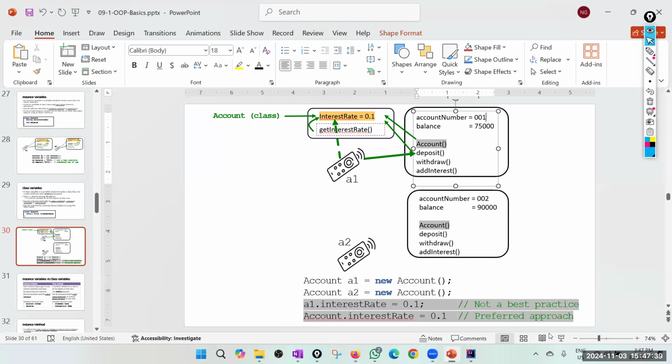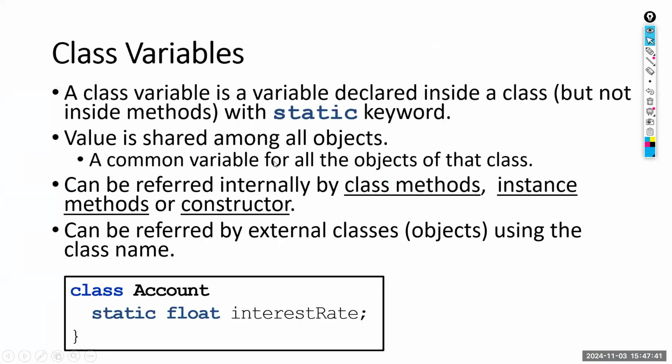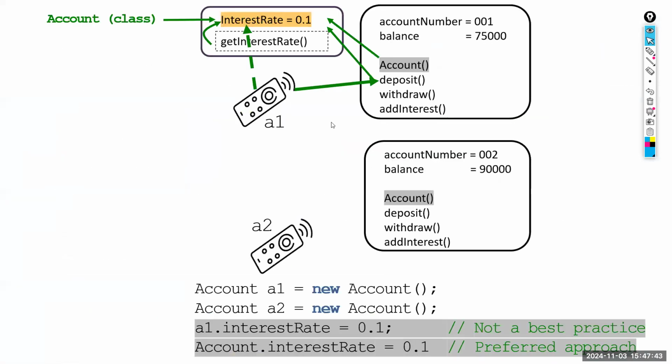Okay. Because when you refer to a class variable, basically you are referring to the same value, whether through that object or another object, or you can just use the class name.